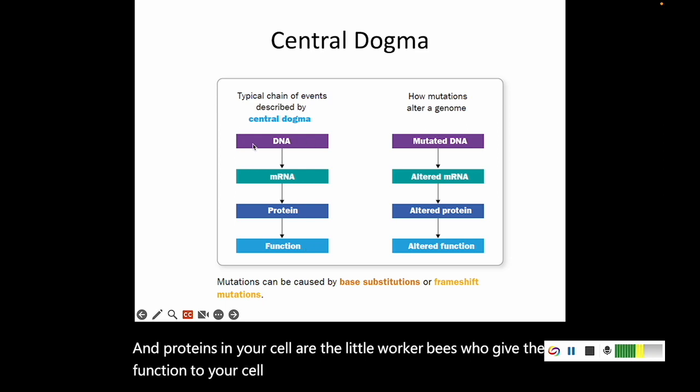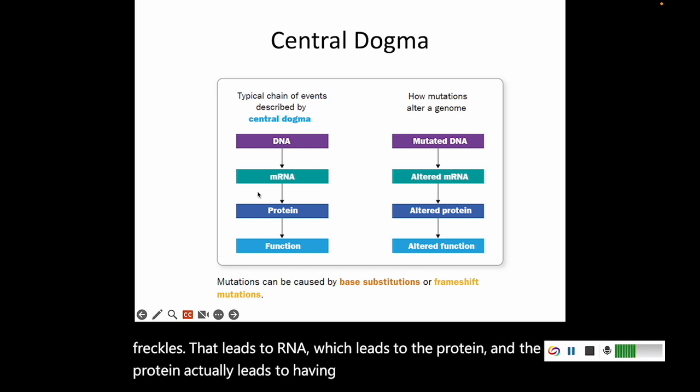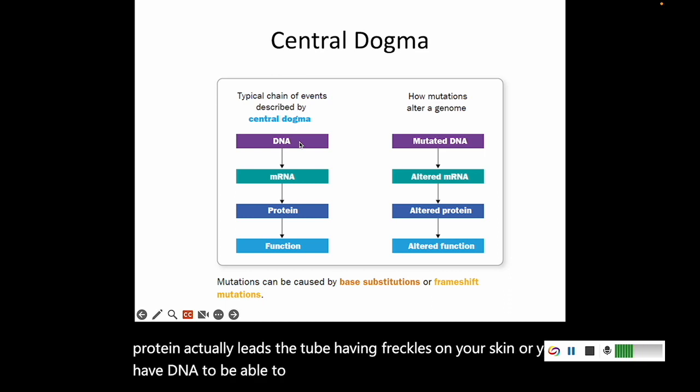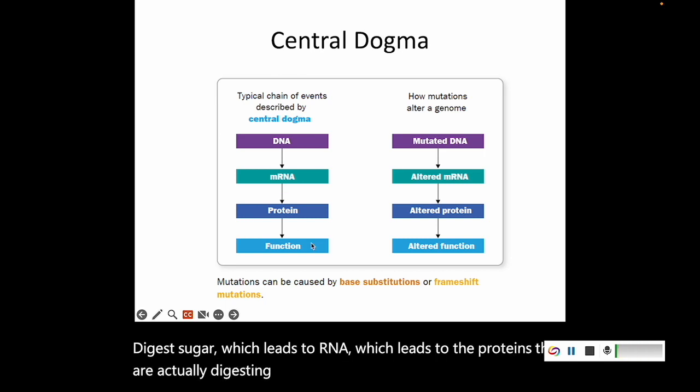So you have DNA to be able to make freckles. That leads to RNA, which leads to the protein, and the protein actually leads to having freckles on your skin. Or you have DNA to be able to digest sugar, which leads to RNA, which leads to the proteins that are actually digesting sugar.